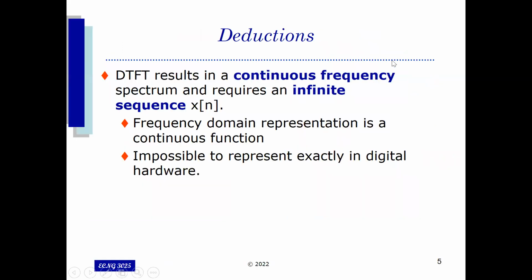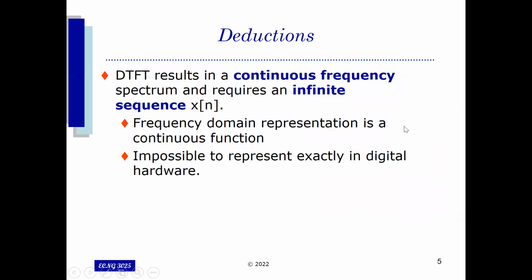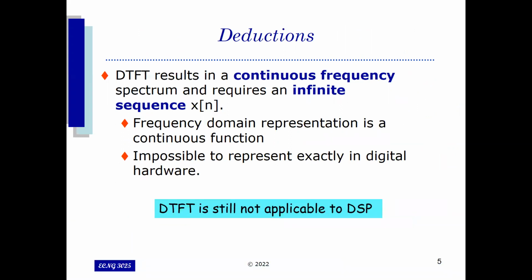So the DTFT results in a continuous frequency spectrum, and it requires an infinite sequence in order to work properly. The frequency domain representation, because it's continuous, remember, if you look here, it's still a function of this omega, but omega is still related to the continuous time frequency, capital omega. So it still has that continuous time variable inside of it. So it's still impossible to represent. If I give you a program to write for this, you still can't do it quite like that. So we still have to make some adjustments.